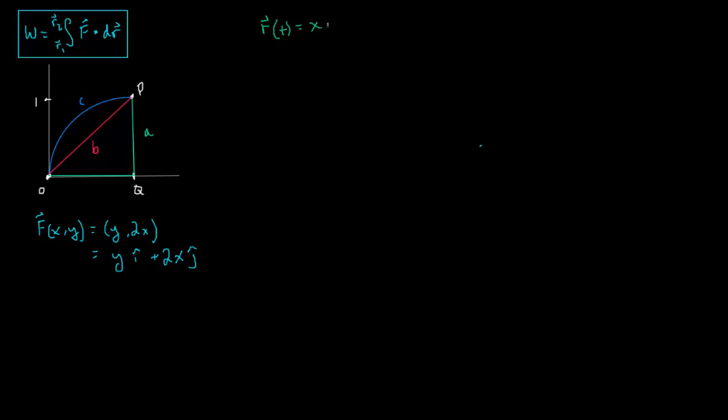So we have x i plus y j, and these would usually be in terms of time as well: x of t i plus y of t j. But in this case, I don't have any t's. I have no information about how fast this object moves along this path. I just have the path. So hopefully, when I write things in terms of one variable, I'll be able to do that.